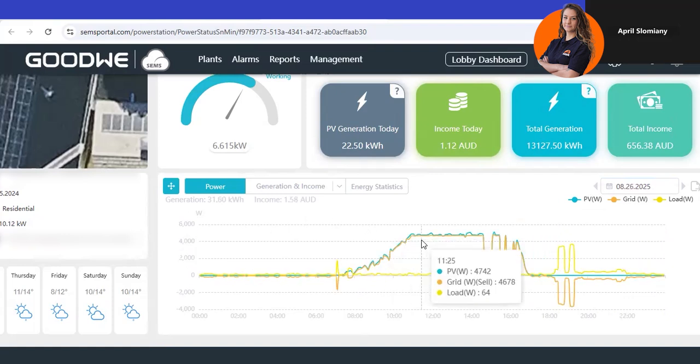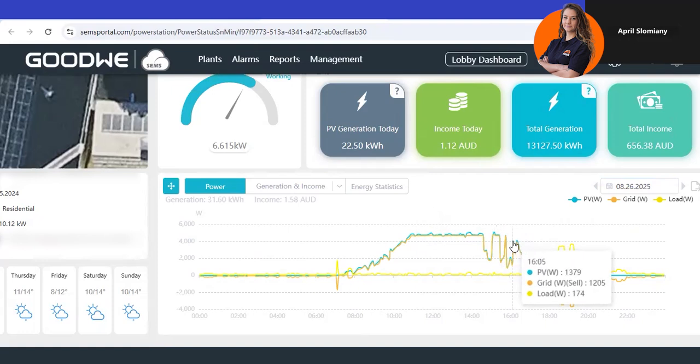We can see that this is a good example of export limiting. So because there aren't many loads going on in the home, the export limit of 5 kilowatts comes into play. So your system will move up to 5 kilowatts of generation and then coast along at that limit until there are more power demands in the home, in which case it can spike up as well to support those loads.